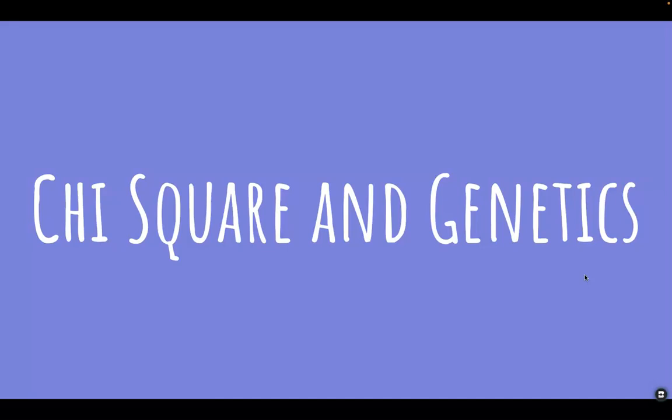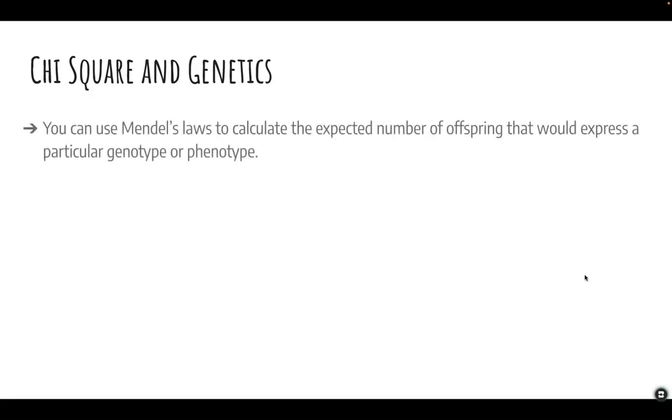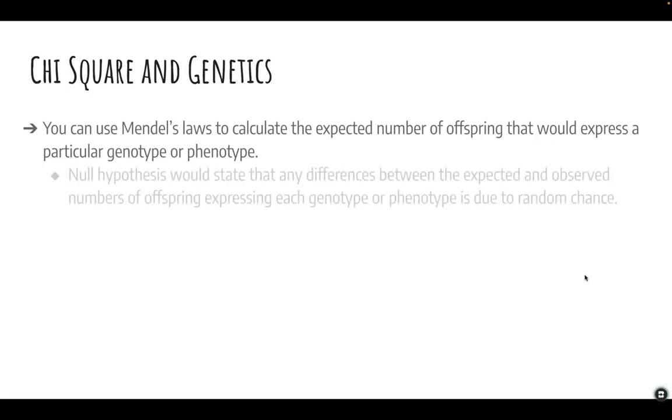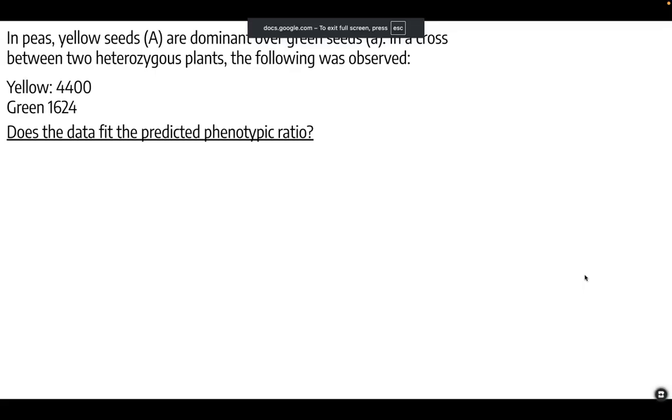So let's get into an example with genetics. Chi-square is perfect for genetics because we have Mendel's laws that can give us the expected ratios we will see in the real world. If we make a null hypothesis for this, we would say that the differences between the observed and the expected numbers are due to random chance. There's nothing contributing to a change in the phenotype that we observe.